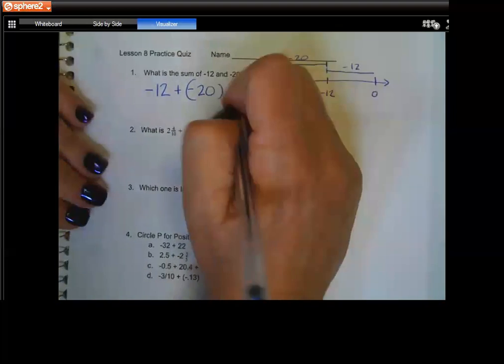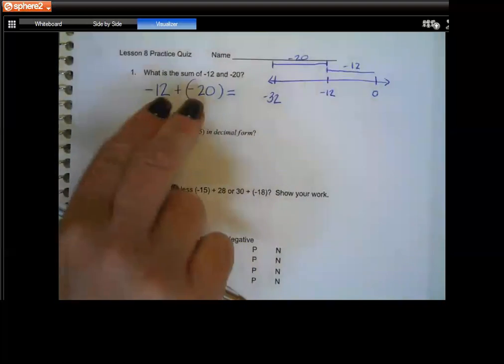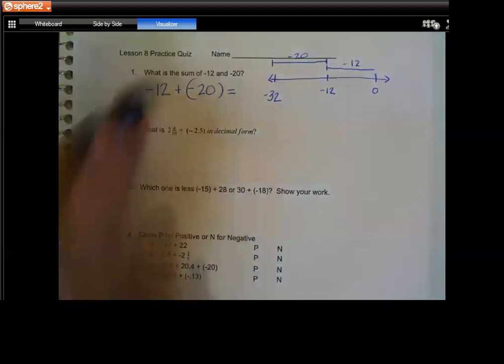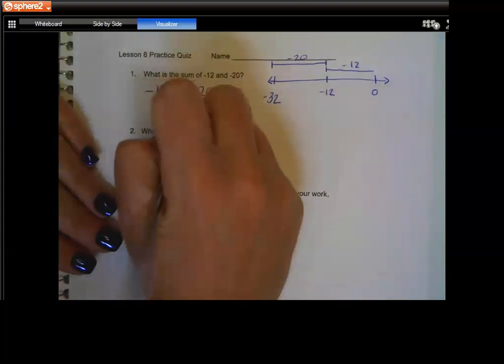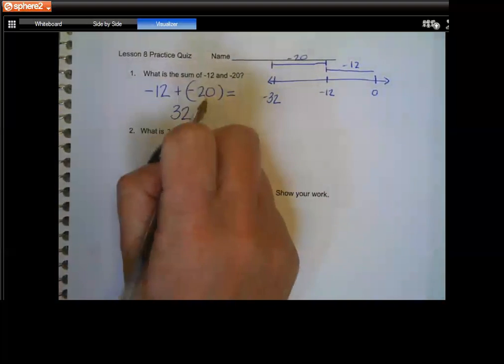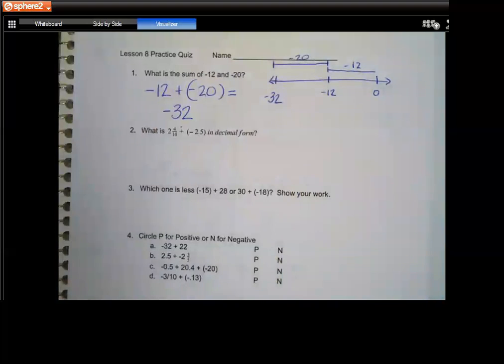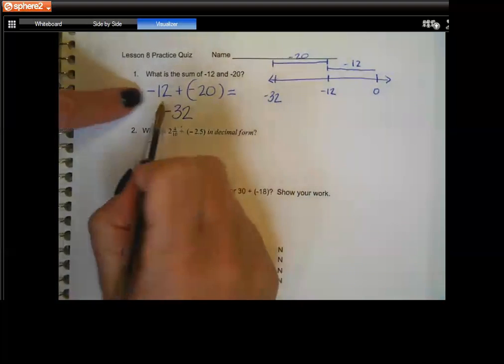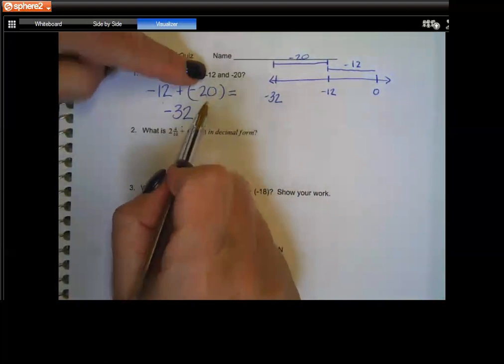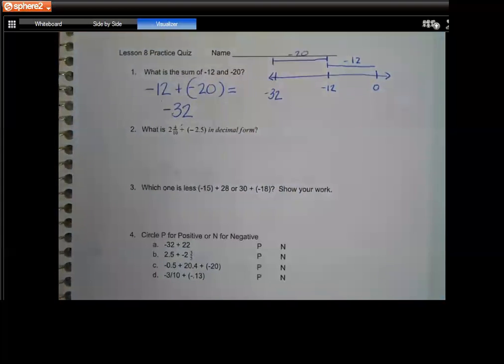Or if you remember the rule, when you add two numbers with the same sign, you add the numbers. So that's 12 plus 20 is 32. And since they're both negative, it's a negative 32. Think of money. You borrow 12 bucks from your mom. You borrowed $20 from your dad. You've borrowed a total of $32.